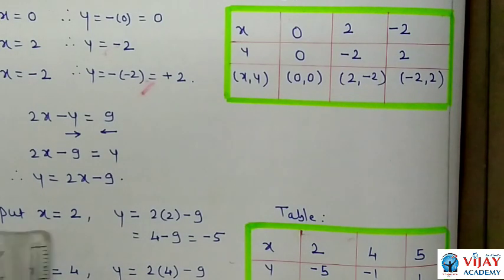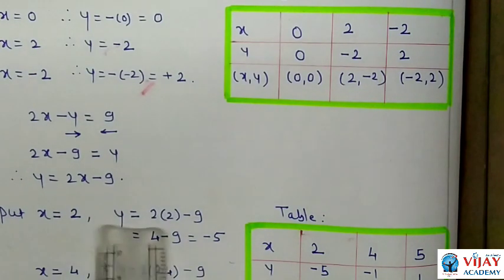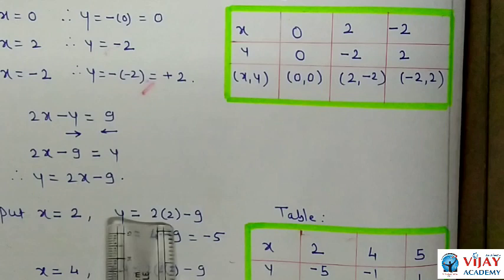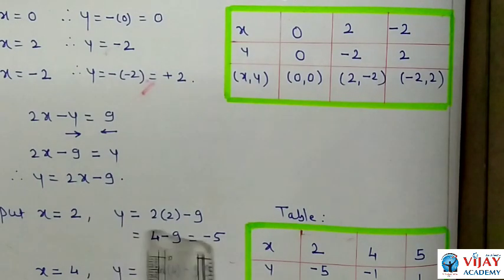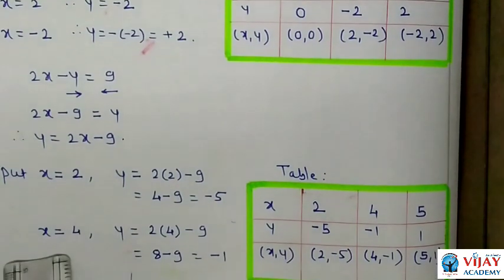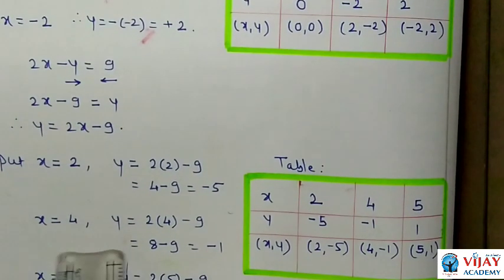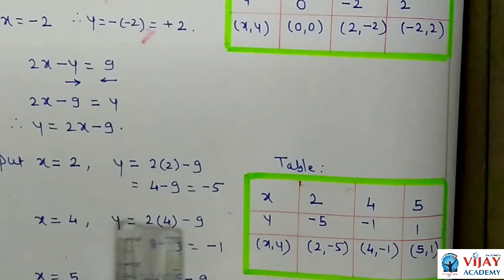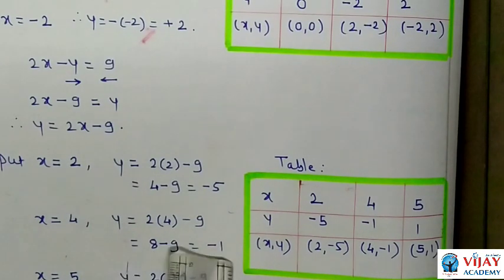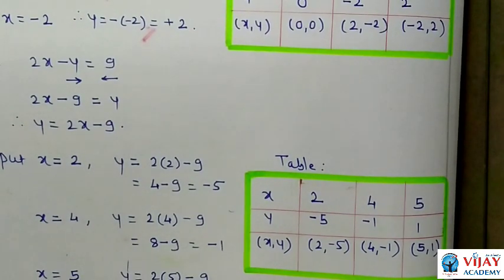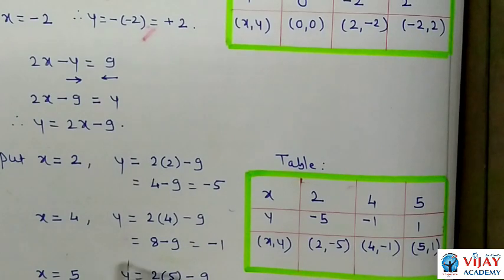Now substitute the value of x is equal to 2, we get 2 into 2, 4, 4 minus 9, we get minus 5. Then x is equal to 4, we get y is equal to 2 into 4 minus 9, that is 8 minus 9, that is minus 1. And x is equal to 5, we get y is equal to 2 into 5 minus 9, 10 minus 9 is equal to 1.